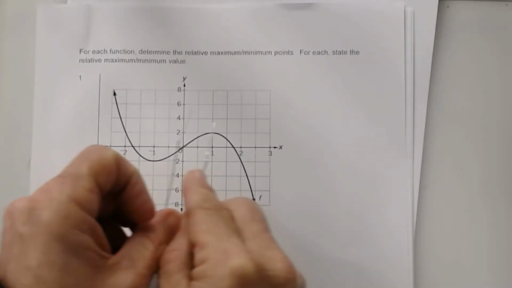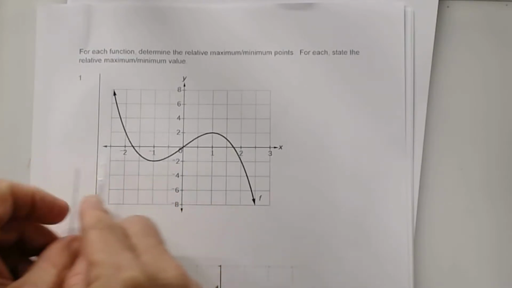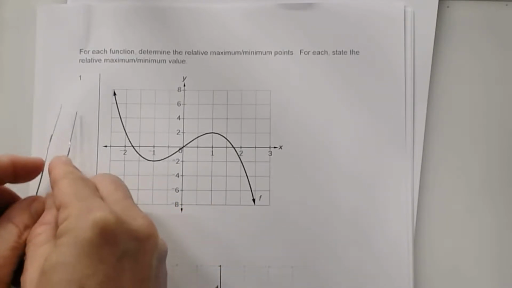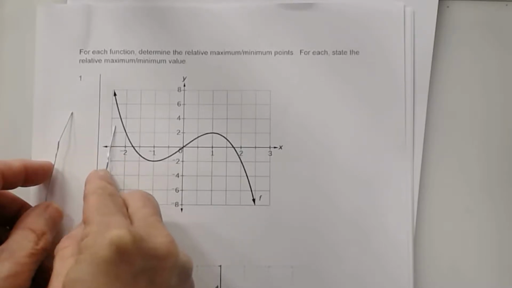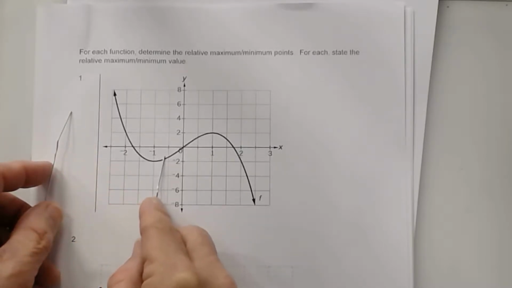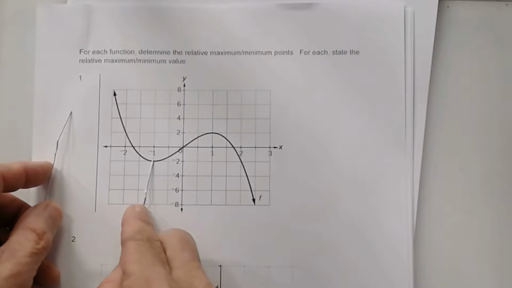The first graph is easy to deal with because you can look at this. As I go from decreasing, and then all of a sudden I did what? Increase. That point right here is considered a relative what? Min.